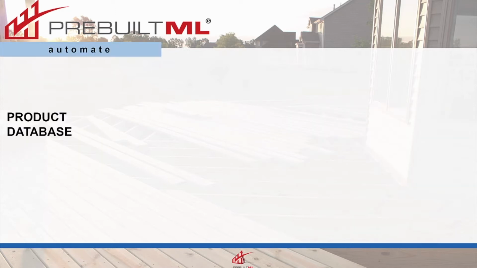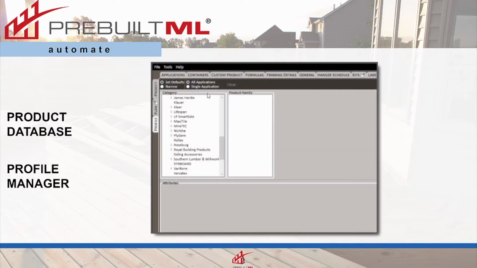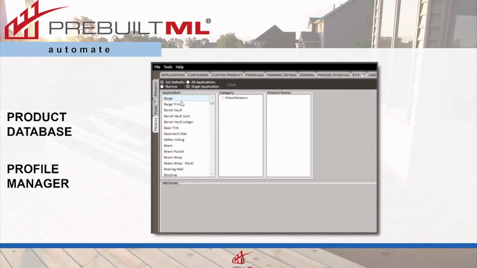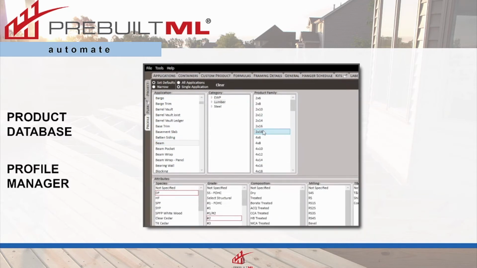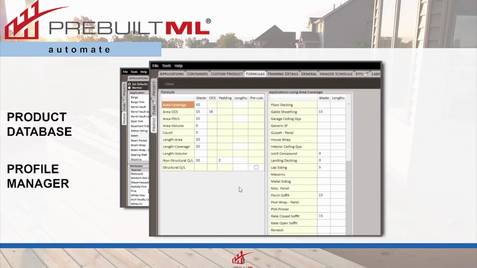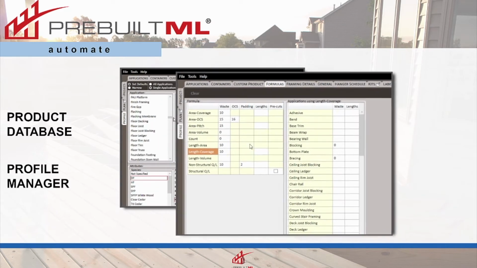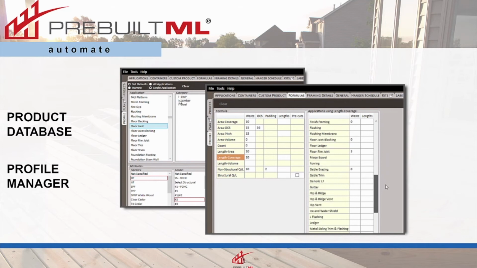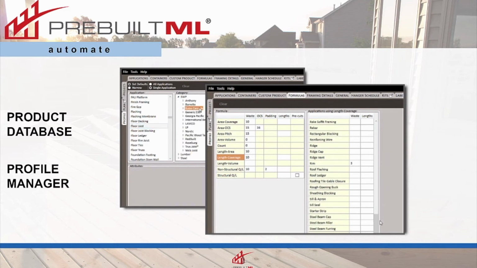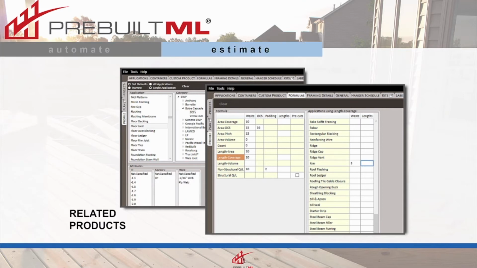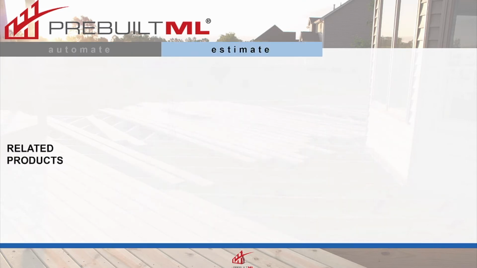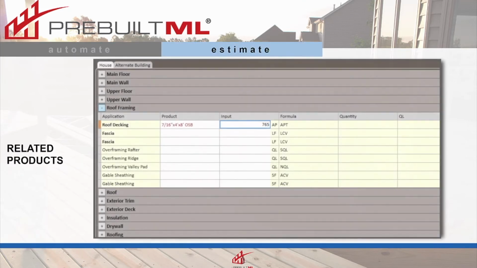First, we added a product database and a powerful profile manager to help automate the job material list process and make things go smoothly. Combined, they allow you to quickly assign product, choose which product you stock and in which lengths, adjust waste factors, compose wall assemblies, and the list goes on. And you just have to do it once. When you have it how you want it, that's it. PreBuiltML takes care of it from there. No need to fill in the blanks every time.